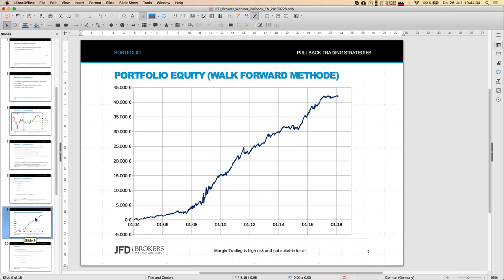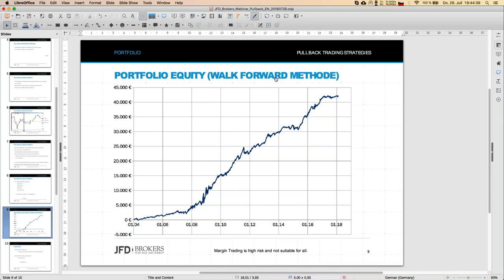Let me remind you what that means. We do an optimization, for example, for data of 2004 until 2006. And then we do that kind of optimization process and we apply them in the following year. And that's all. That's walk-forward methodology. So we do optimization process applying in the future. And then all the future trades are summed up and that is this kind of equity. And still, it looks quite promising overall.